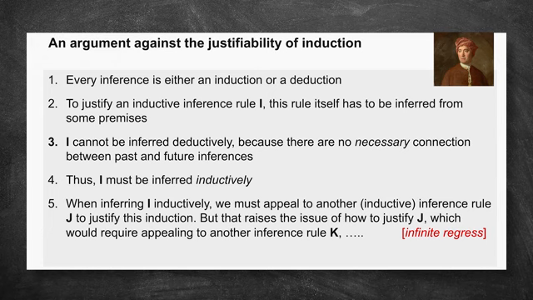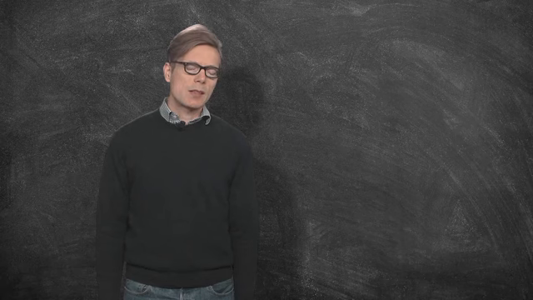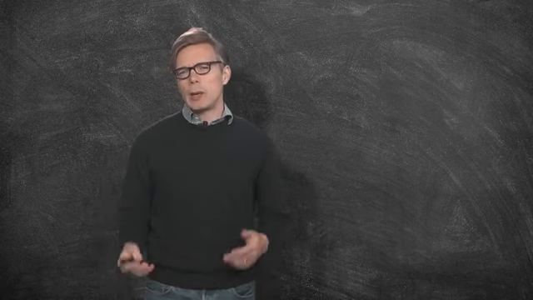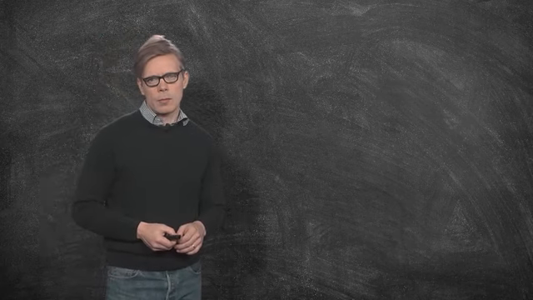Ending in such an infinite regress demolishes any hope of obtaining a justification for what one wanted to justify. Hence, Hume concludes that no inductive inference rule can be justified. This is a very powerful argument, which seemingly demolishes our hope to justify inductive inferences.